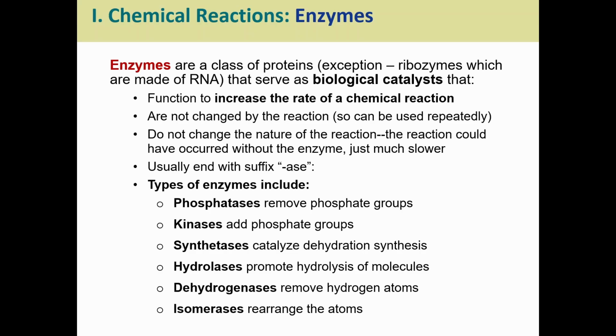Dehydrogenase is going to remove a hydrogen. And then isomerases are going to rearrange things. So they're going to rearrange a molecule from one structure to an isomer of that same structure. So we're not adding or subtracting any atoms. We're just moving them around, like going from something like fructose to glucose.